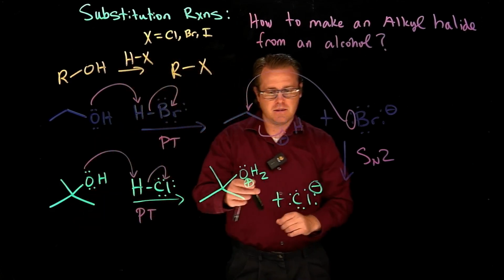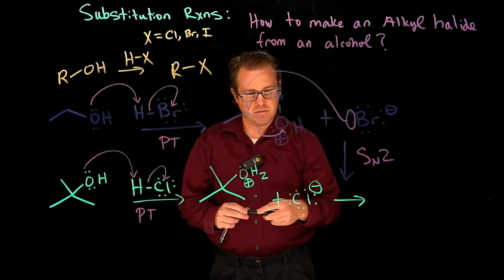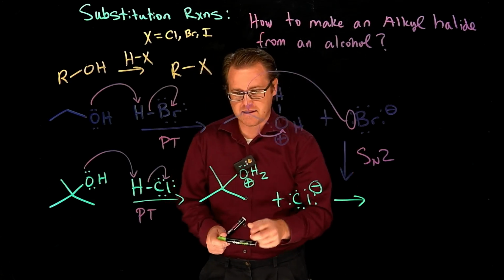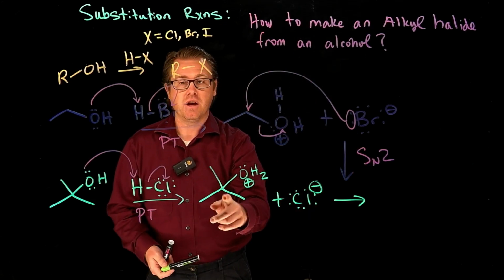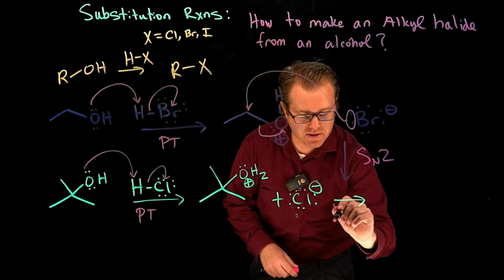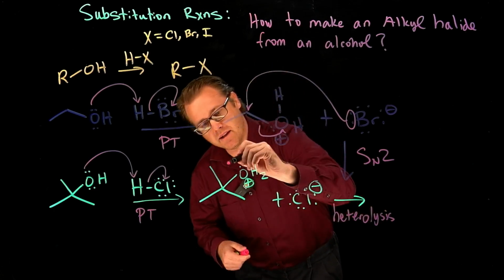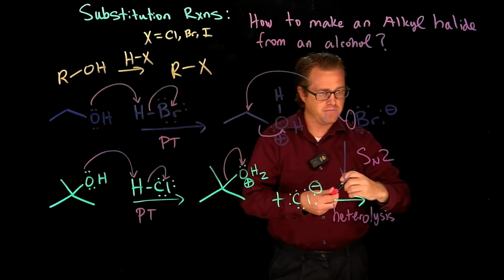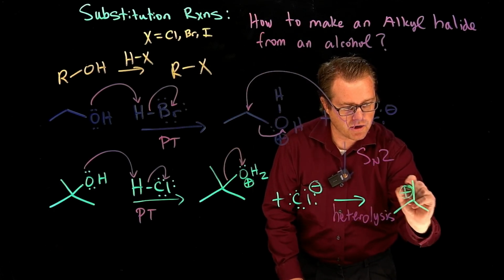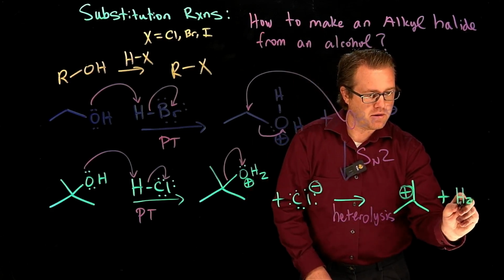All right. Now, can we invoke an SN2 style mechanism here? Can this just come in and kick off the leaving group? No, because the leaving group is attached to a tertiary carbon. So what's going to be the next step? We're going to have a heterolysis step. And so that means the leaving group just leaves. And when it leaves, we generate a tertiary carbocation plus what left, which is water.